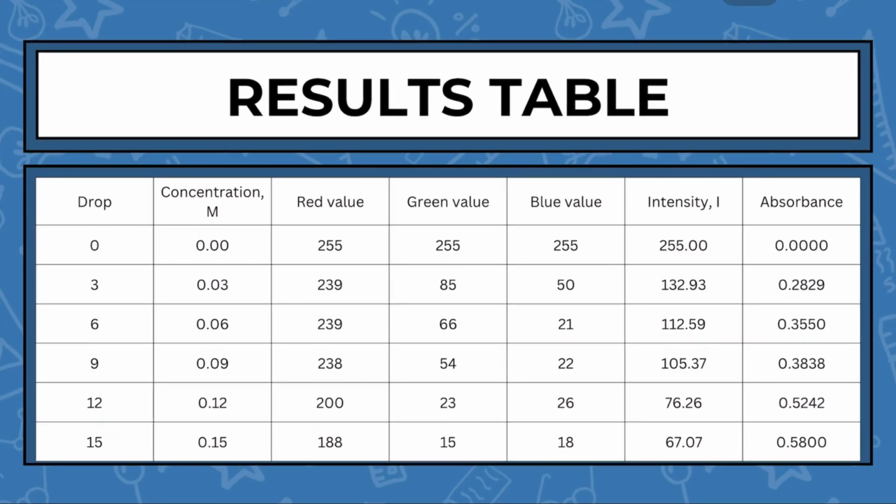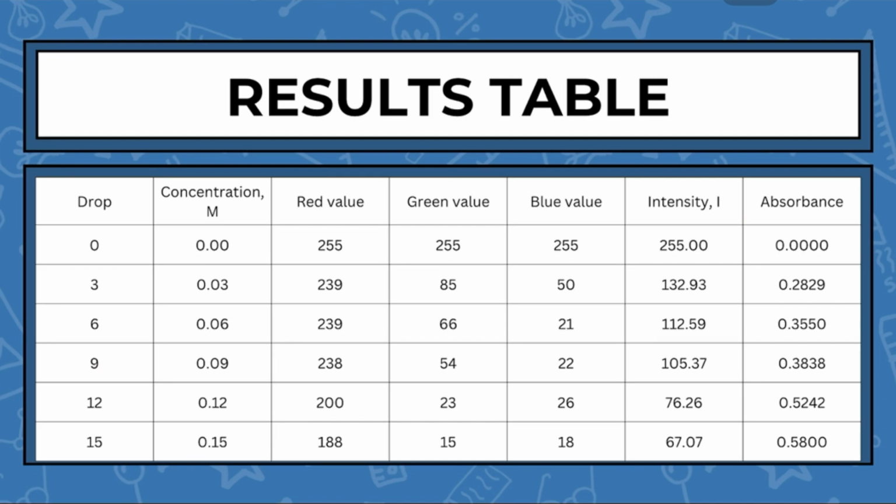This is the result of our DIY spectrophotometer. It shows the drop, concentration, RGB value, intensity, and absorbance. From here we calculate intensity by using the RGB value. For example, we take the blank one, which is 0 drop. We have an RGB value of the same value, which is 255. First, we sum up all of the RGB values and divide by 3 because it has 3, and it will be 255. And it will go on as the other drops or the other samples.